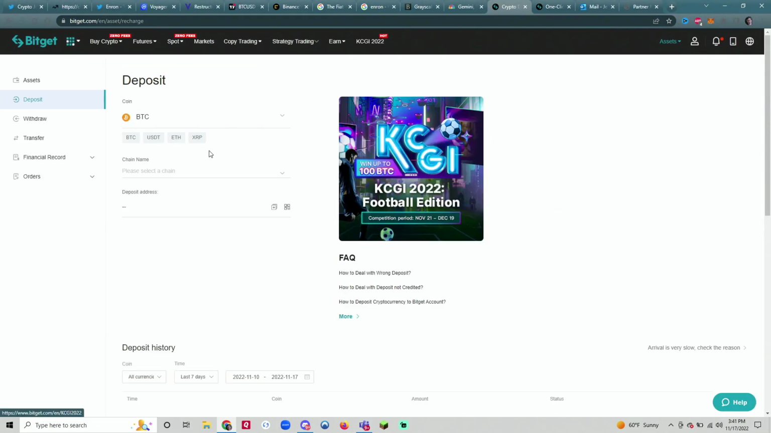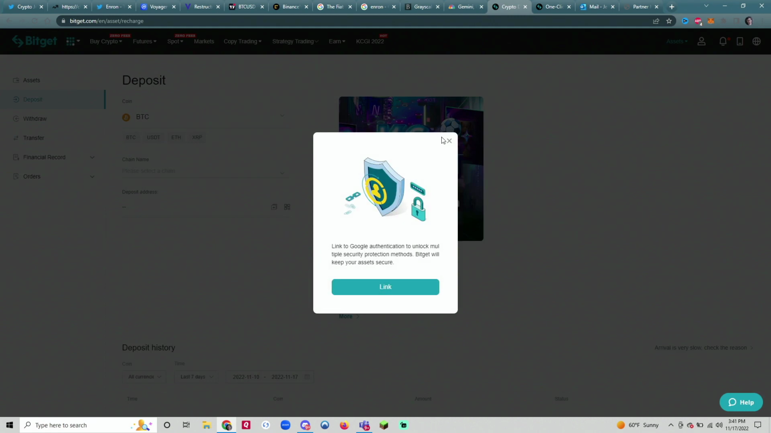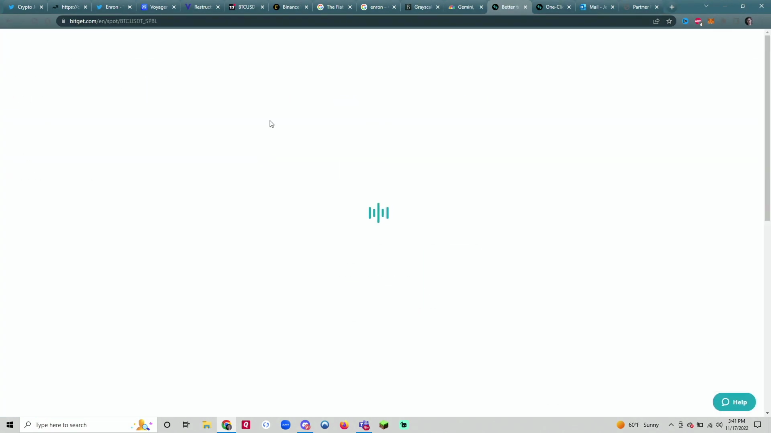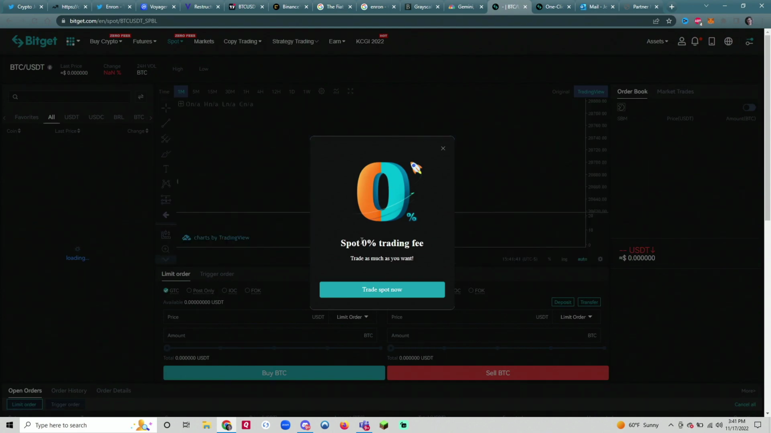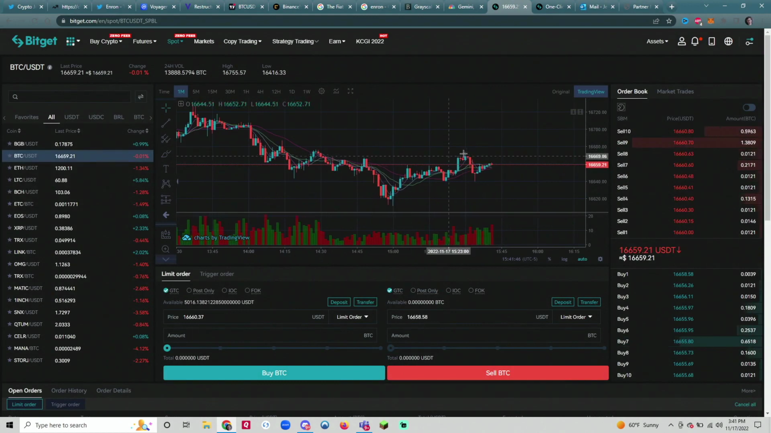You obviously have to keep an eye on that, but you can go ahead and deposit cryptocurrency onto the platform right here. You can also withdraw cryptocurrency from the platform right here, and you can see your assets on the platform right there. But then you can also come over here to your different trading. For example, you can come over here into your spot trading, 0% trading fee. Check that out. Make sure that you look at Bitget and its trading here.